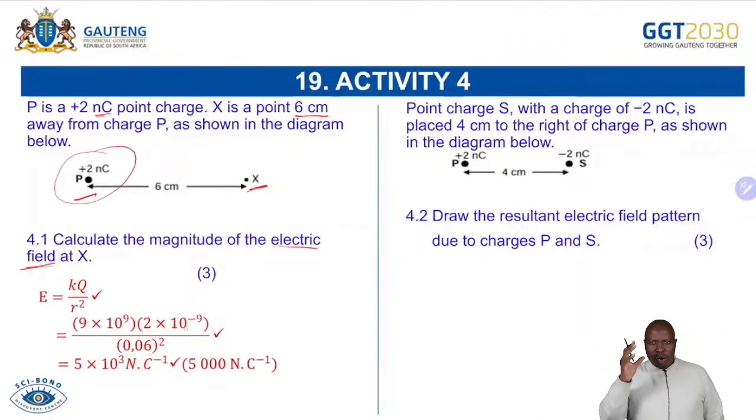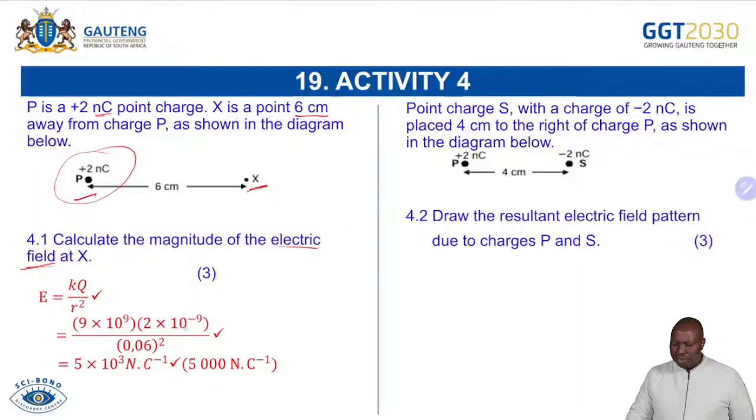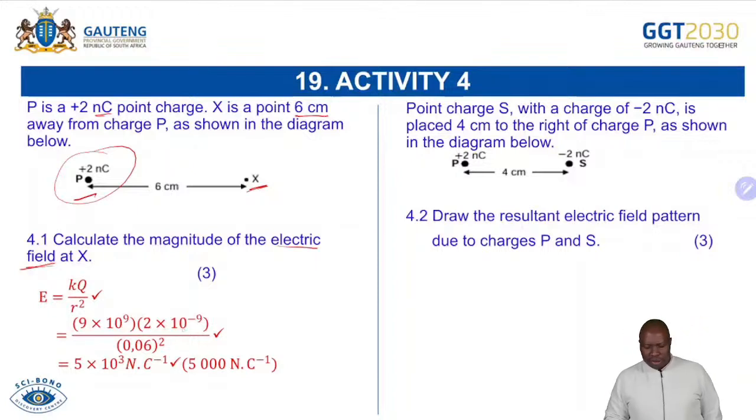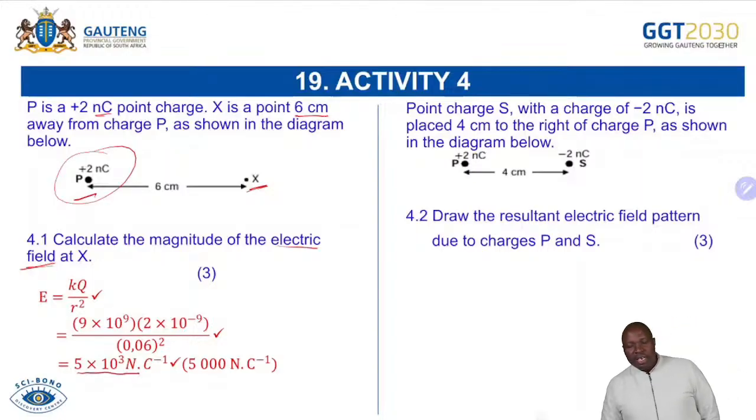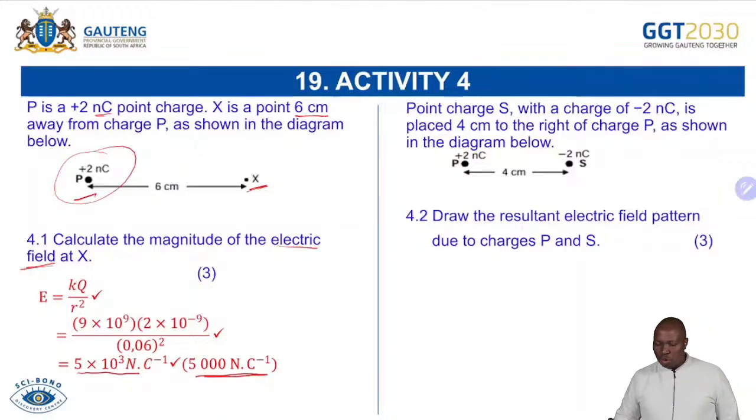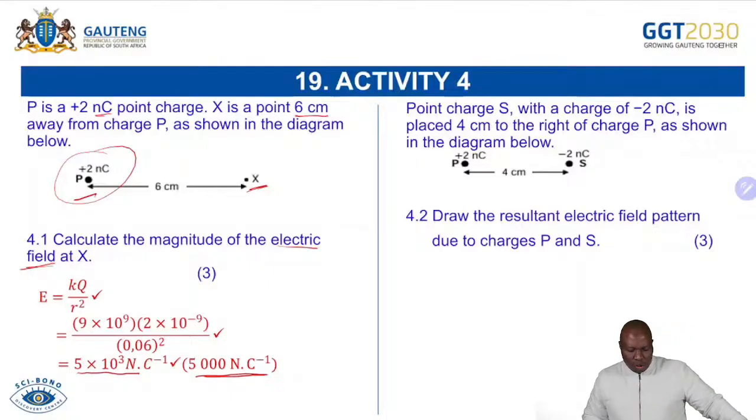So please always know the conventions of these SI units. And then for your centimeters, centi, you divide by 100, hence you are getting 0.06 squared there. And then you are able to get your 5 times 10 to the power of 3 Newton per coulomb. Remember, the SI unit for electric field is Newton per coulomb, or you can just write it as 5,000 Newton per coulomb, and you are able to collect your 3 marks. I hope that helps you, and that you are ready any time you are asked such a question.